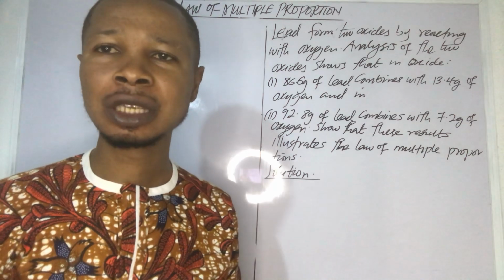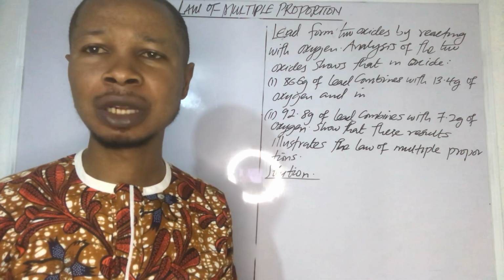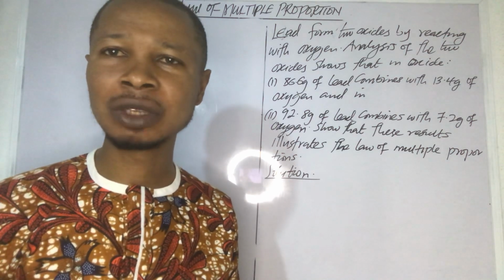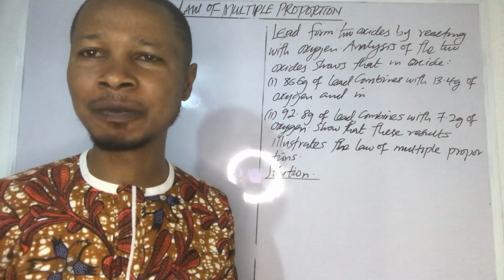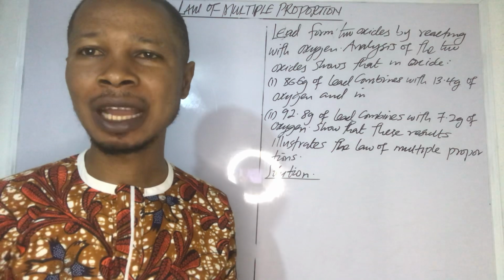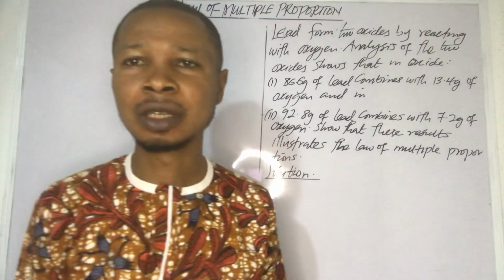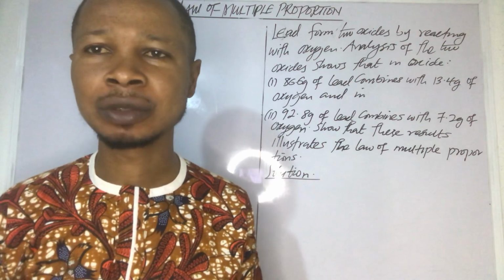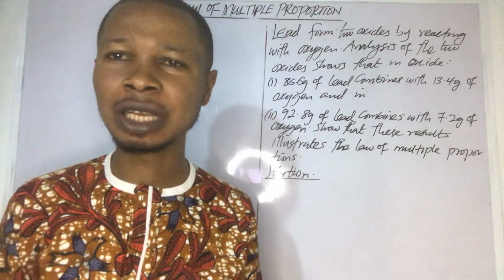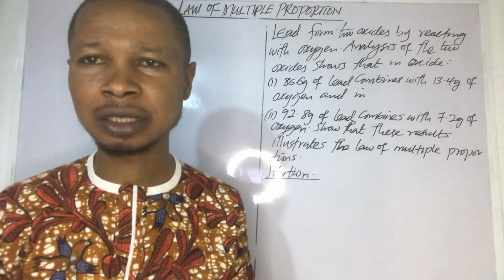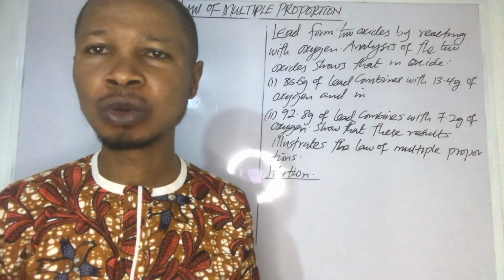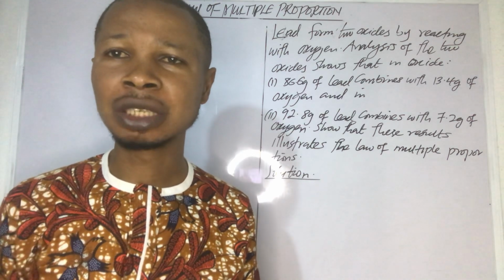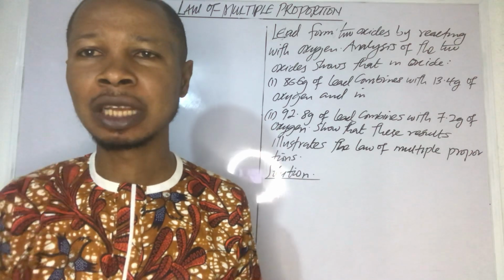The law states that if two elements combine together to form more than one chemical compound, then the several masses of one of the elements that combine separately with a fixed mass of the other element are in a simple whole number ratio. And there are some calculations that we can use to illustrate the law of multiple proportion, like the one we have on the board.